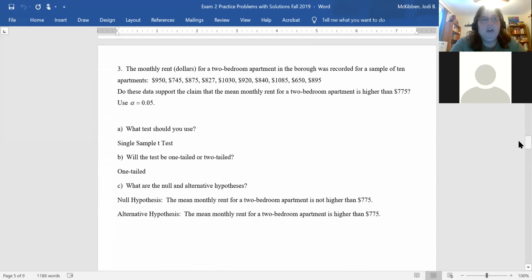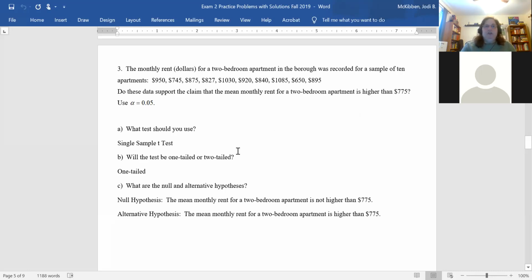So what about this one? The monthly rent. I like this one a lot because I think it's more similar to your homework in a certain way. The monthly rent for a 2-bedroom apartment in the borough was recorded for a sample of 10 apartments. And here are the 10 apartments, their prices. Do these data support the claim that the mean monthly rent for a 2-bedroom apartment is higher than $775?